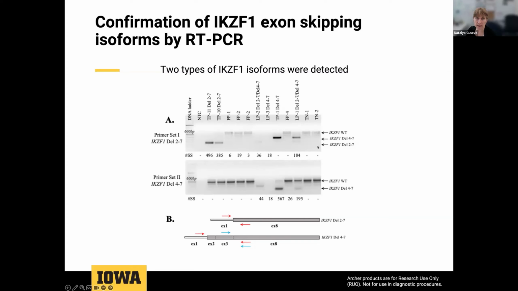And as you can see here, the deletion isoform's molecular weight is different on the gel compared to wild type. And as a true negative, for example, this one shows only wild type, as does our suspected false positive here.